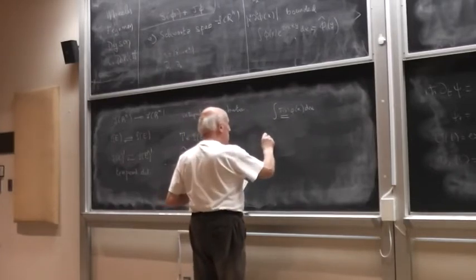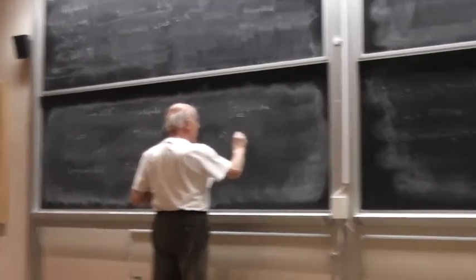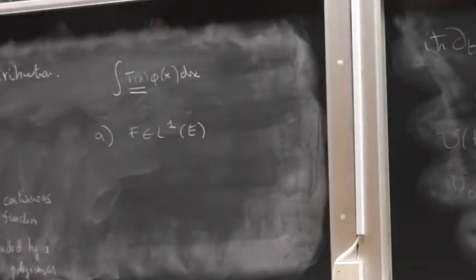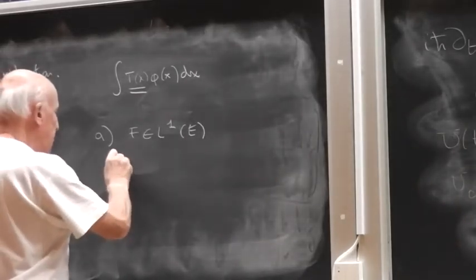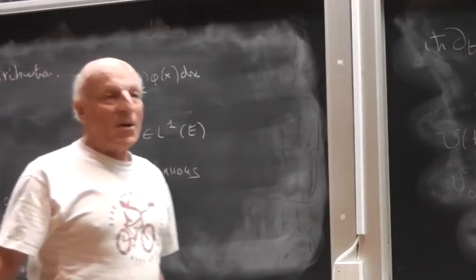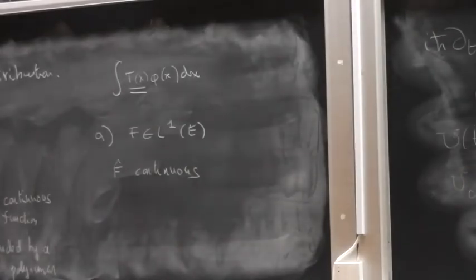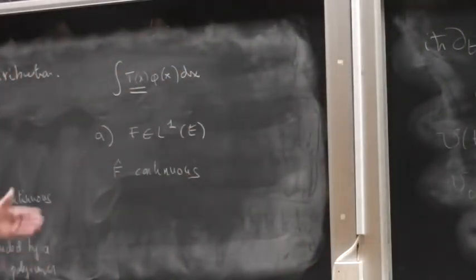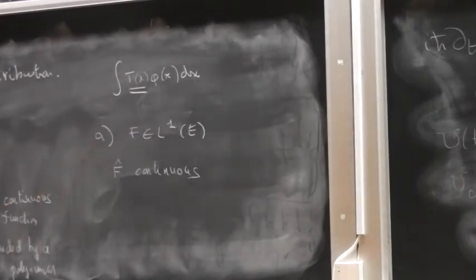First of all, if a function f is in L1 of E, integrable in the Lebesgue sense, I say it's an integrable distribution. Why? Because if f is an integrable function, its Fourier transform is known to be continuous. That's the Riemann-Lebesgue lemma: it goes to 0 at infinity. If you take an integrable function in the sense of Lebesgue, its Fourier transform is not only continuous, but goes to 0 at infinity. So an integrable function satisfies this, and therefore it's an integrable distribution.